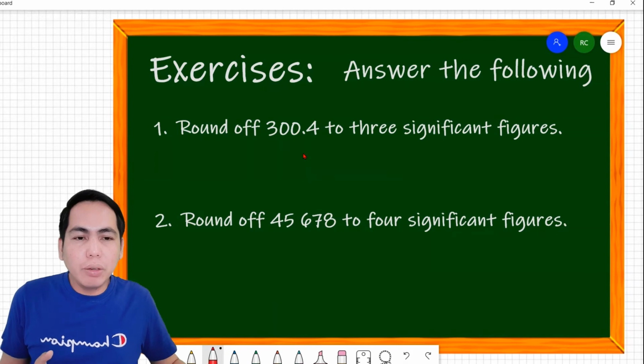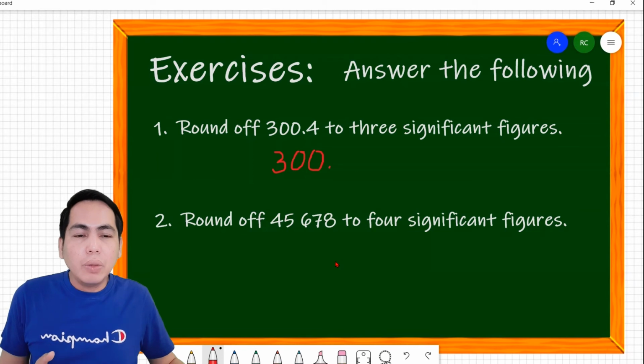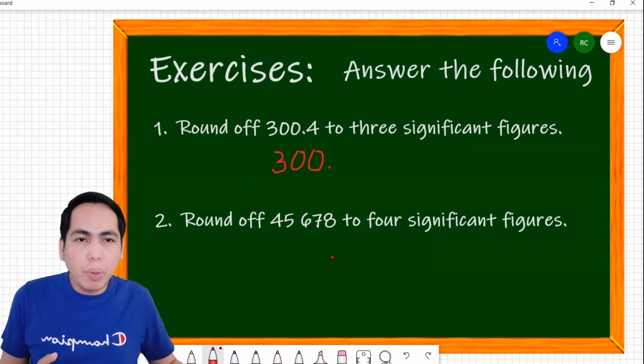So when we round off 300.4 to 3 significant figures, it will give us 300 and decimal point, because 300 without the decimal point will give us only 1 significant figure, while 300 with decimal point after the last 0 will have 3 significant figures.